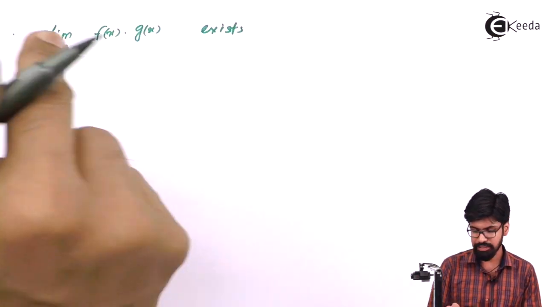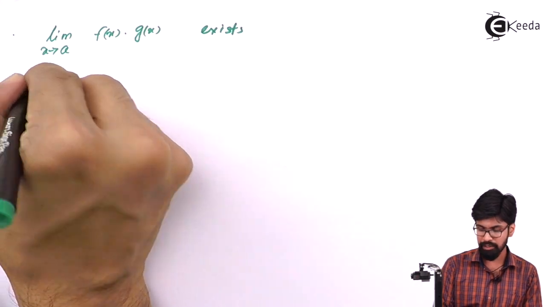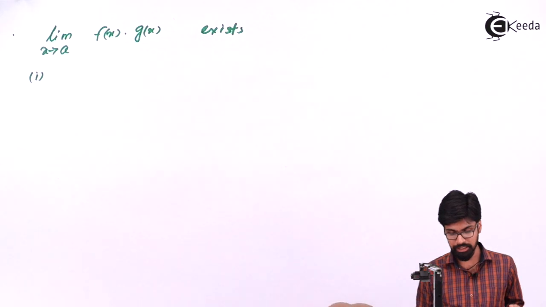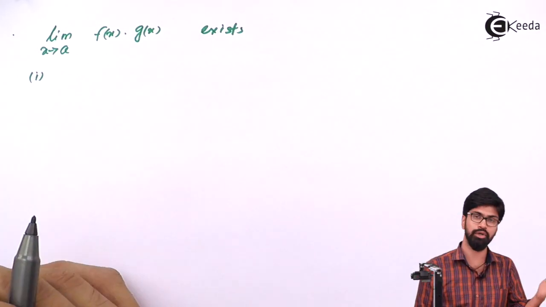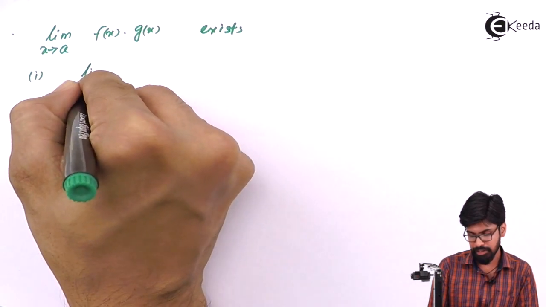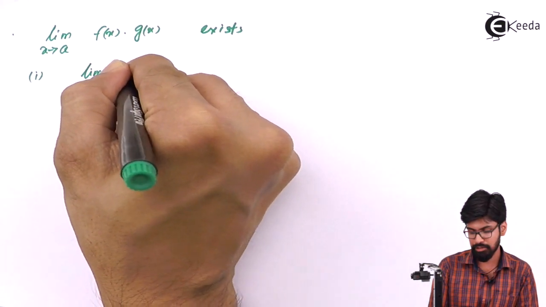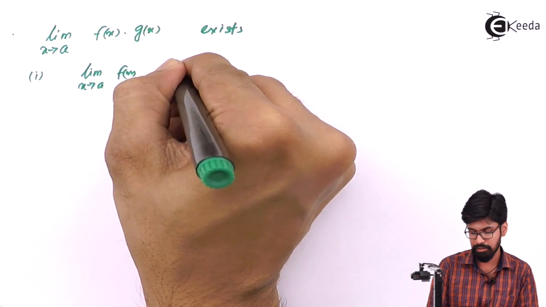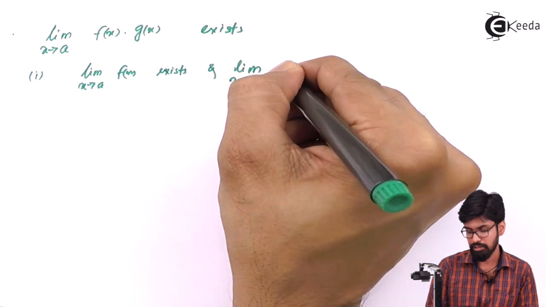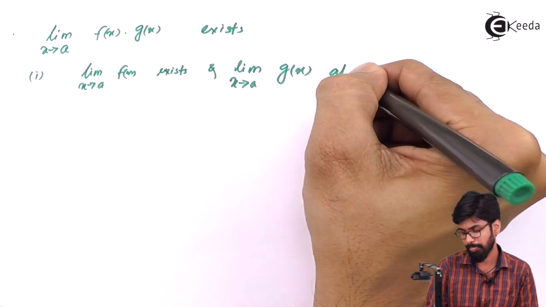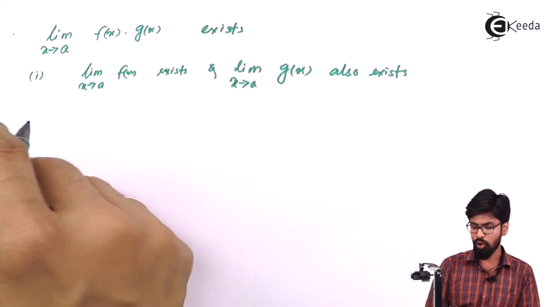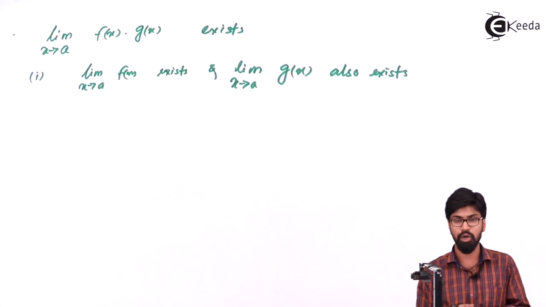अगर ये एग्जिस्ट करता है तो हमारे पास पॉइंट्स है क्या क्या, ये या तो बोथ एग्जिस्ट करेंगे, दैट इज द ऑब्वियस केस कि अगर बोथ एग्जिस्ट करते हैं तो उनका प्रोडक्ट भी एग्जिस्ट करेगा, दैट वी ऑलरेडी नो इन अलजेब्रा ऑफ लिमिट्स. Limit x tends to a f of x exists and limit x tends to a g of x also exists. So in this case it is obvious that product of them will also exist.